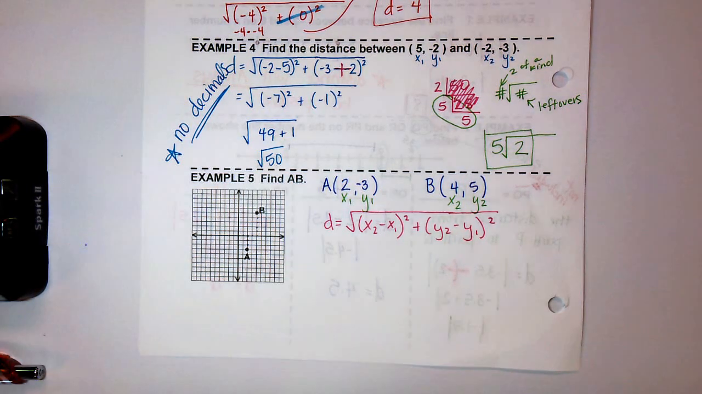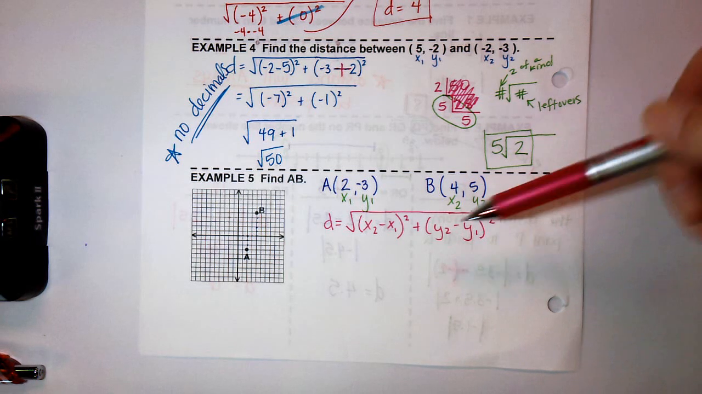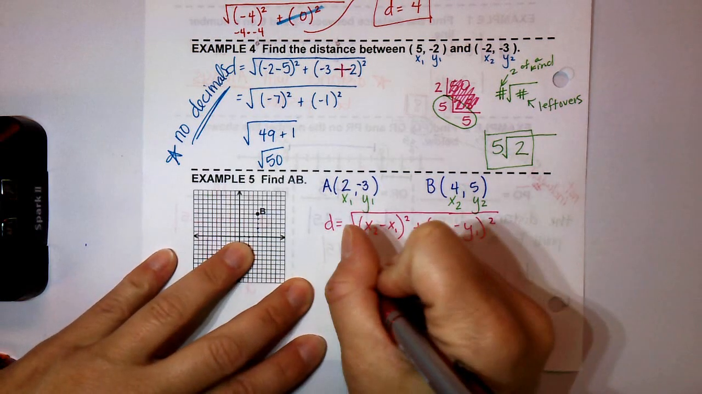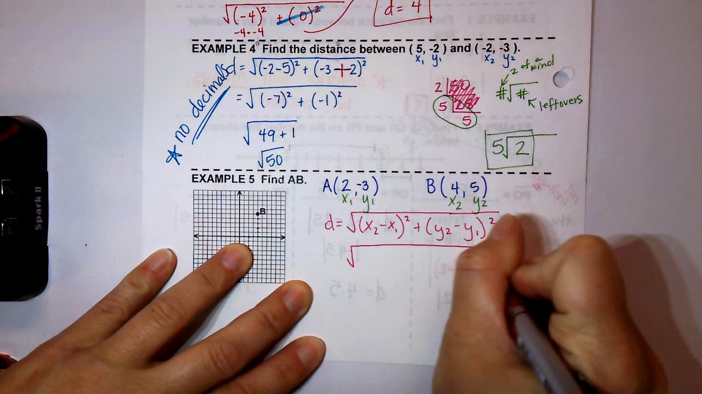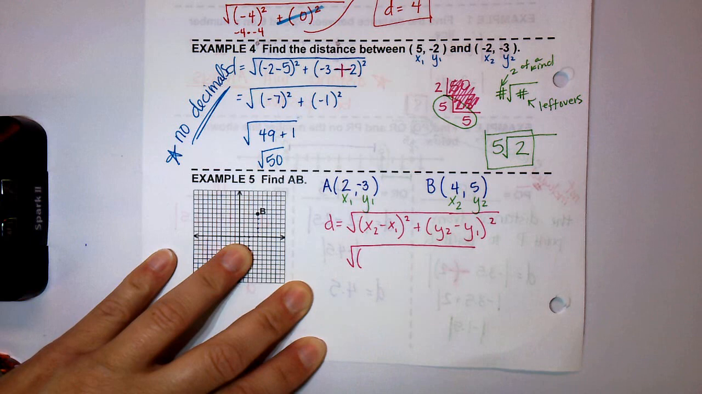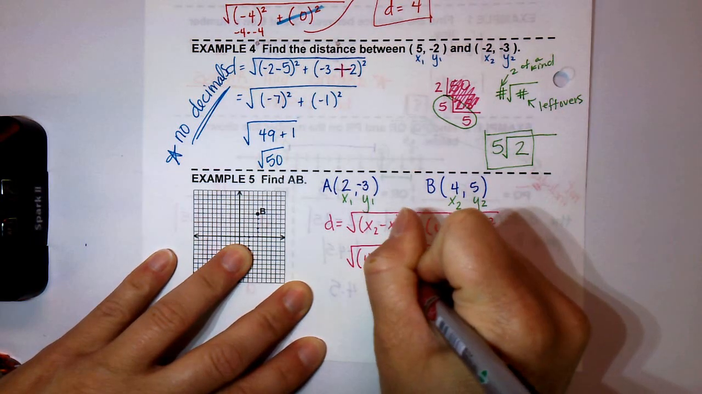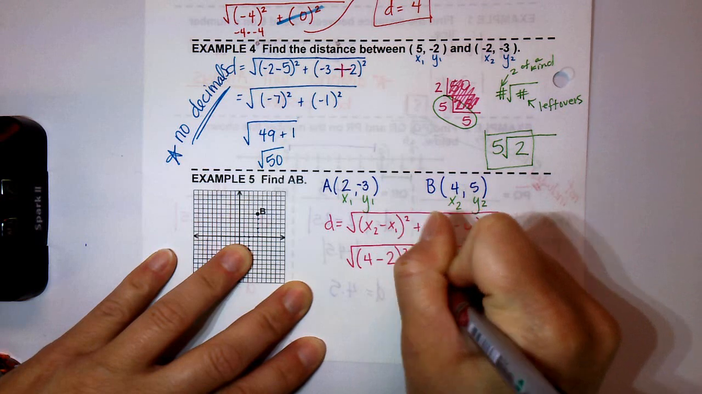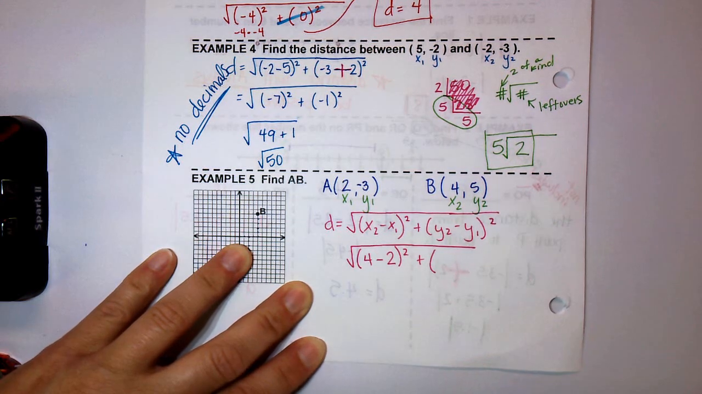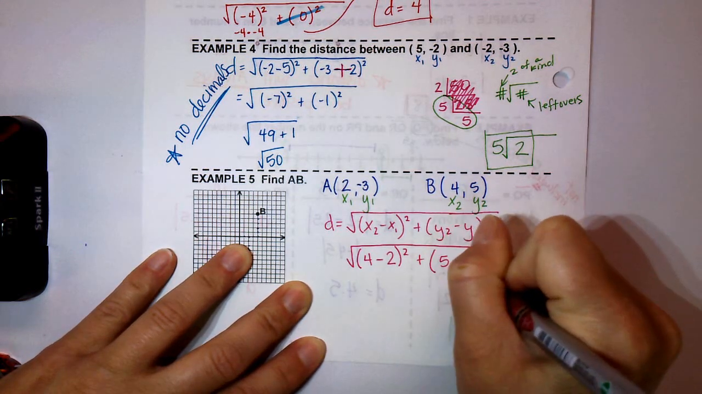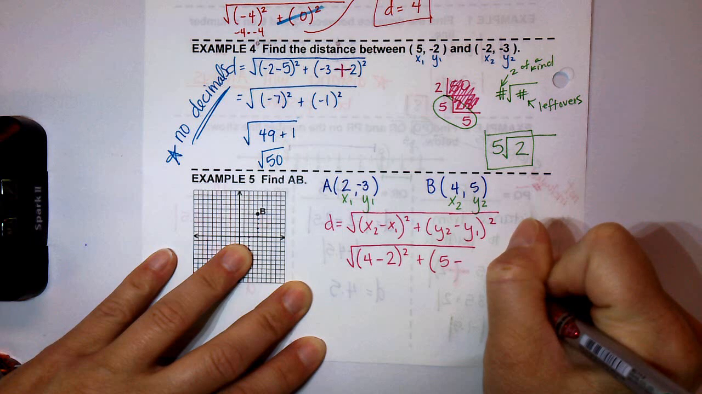Okay. At least give me the first line. If you're going to do the calculator, that's fine, but I at least want that first line with the numbers in it. So replace the letters with the numbers for me. Square root, what did I put under x2? 4 minus x1 is 2 squared plus y2, 5 minus a -3.